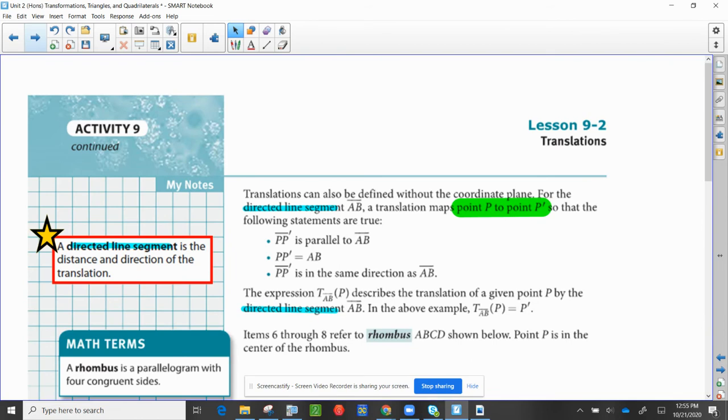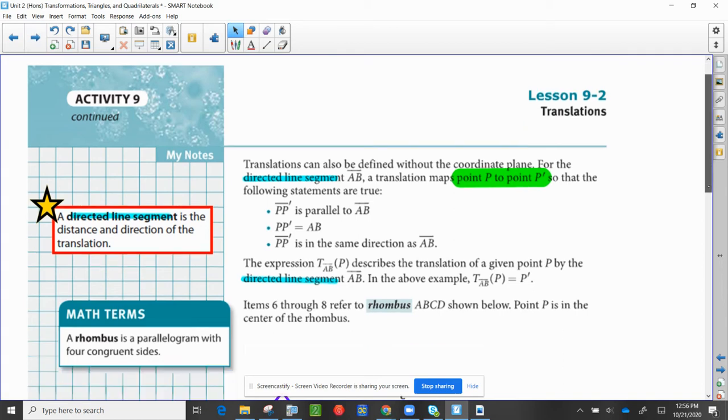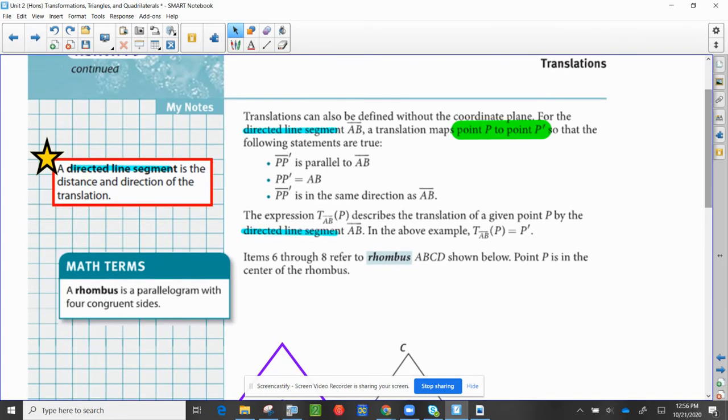Okay, on the next page, we're going to talk notation, and how translations can be defined without a coordinate plane. If we don't have an XY axis to look at, we use the directed line segment, and I just stole the vocab from the other word. Remember, the directed line segment is the distance and direction of that translation.